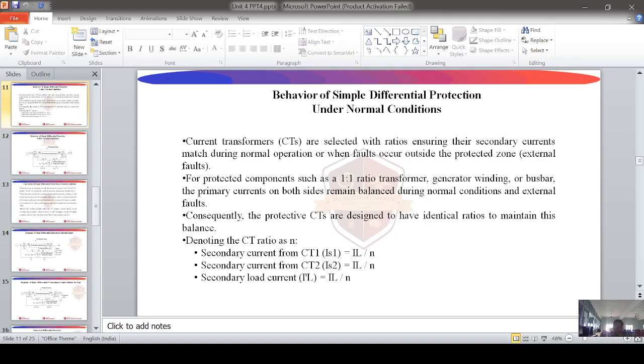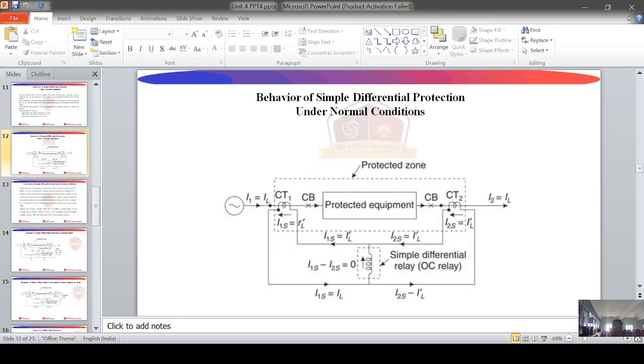For protected components such as a 1:1 ratio transformer, generator winding or busbar, the primary currents on both sides remain balanced during normal conditions. Consequently, the protective CTs are designed to have identical ratios to maintain this balance. Denoting the CT ratio as N, we have the secondary current from CT1, the secondary current from CT2, and the load current. This is a diagram of the normal condition of numerical differential protection.